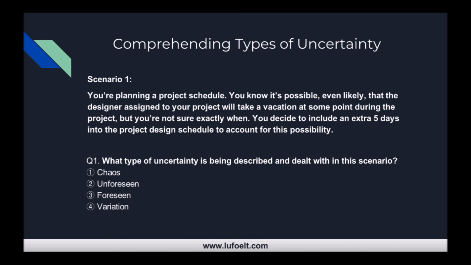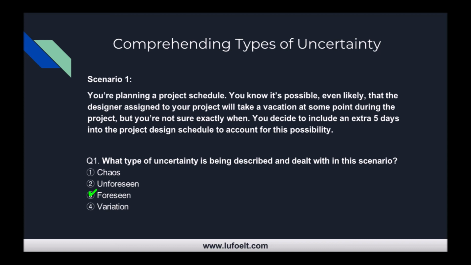So the first scenario, you're planning a project schedule, okay? And you know it's possible, even likely, that at some point during the project, the designer assigned to your project will take a vacation. But you're not sure exactly when. And so you decide to include an extra 5 days into the project design schedule to account for this possibility. So the question is, what type of uncertainty is being described and dealt with in this scenario? Is it chaos, unforeseen uncertainty, foreseen uncertainty, or variation? All right, you take a minute, read the question, think about it, and I'll tell you the answer in just a moment.